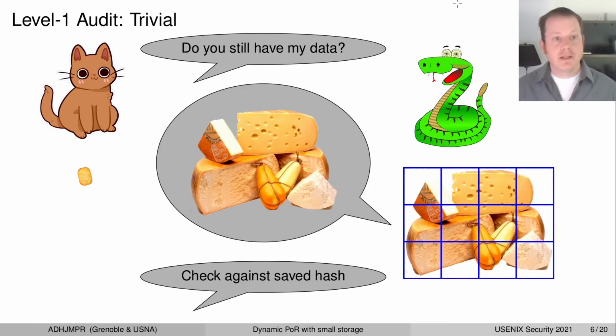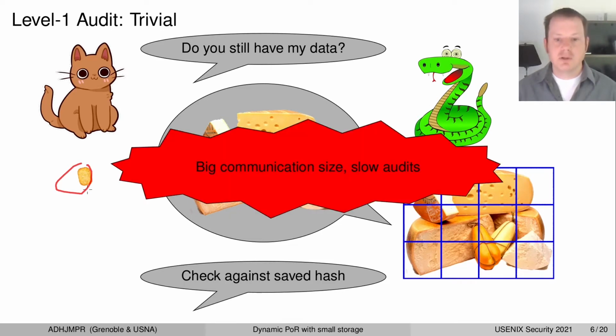A basic audit that'll always work is just downloading the entirety of the data and checking it against a hash that you may have saved. And that works. And this is a complete audit. It's great, except of course it's quite slow. So it's going to have a really big communication size.